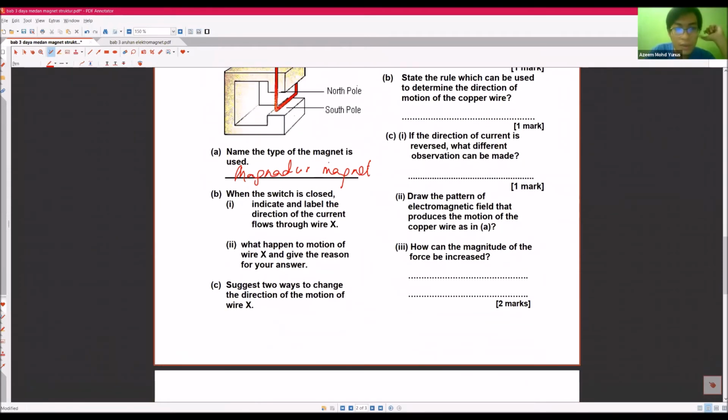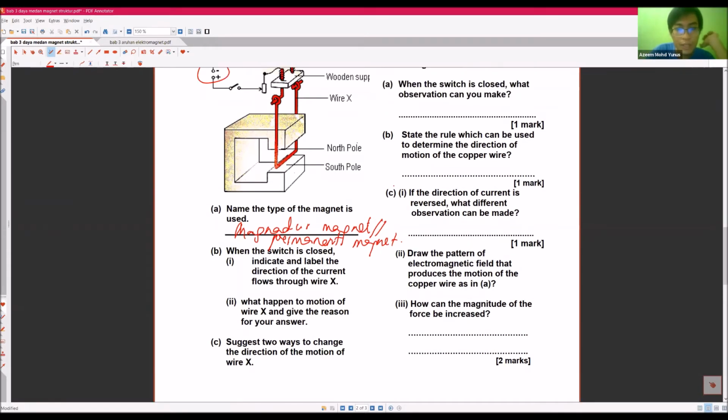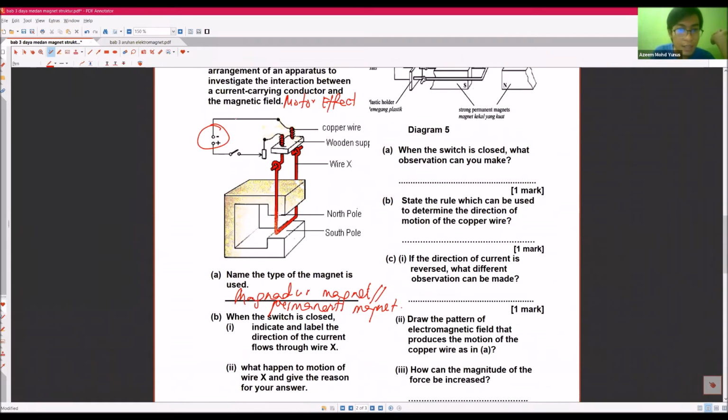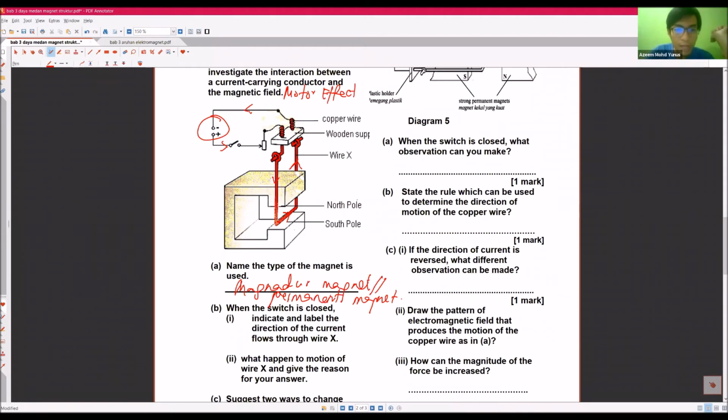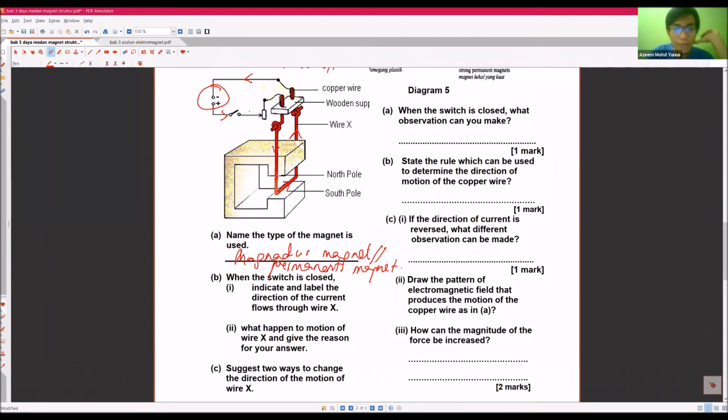When the switch is closed, indicate and label the direction of the current flow through the wire. So that current is to be from here, here, here, here, and back to the battery. What happens to the motion of wire X, and give the reason for your answer. So what will happen?